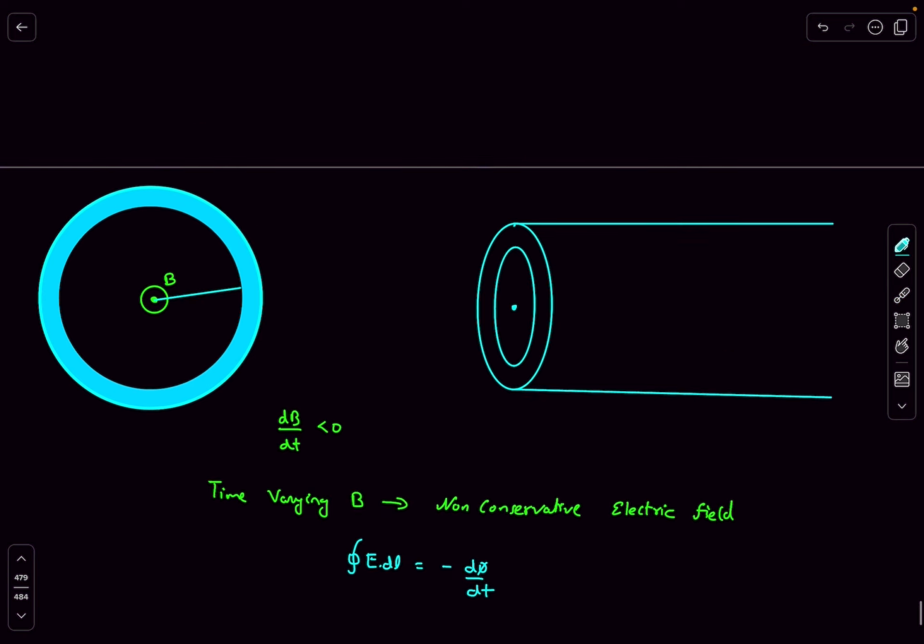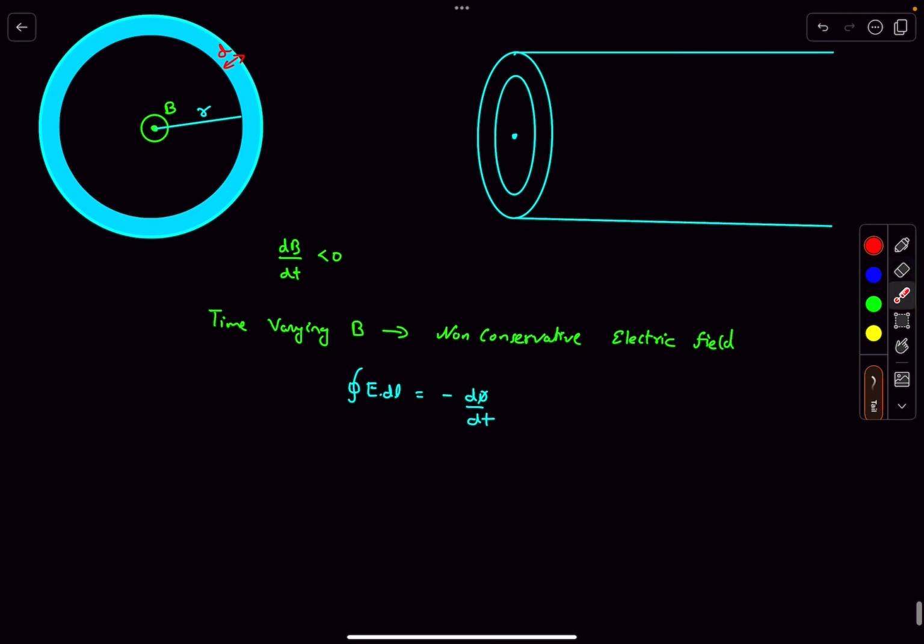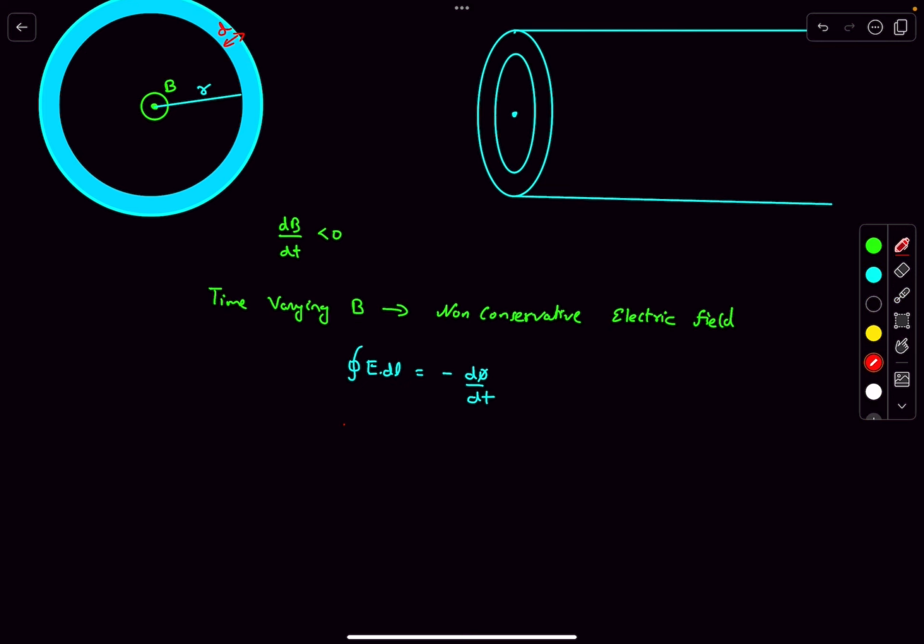So the radius is given to be small r and the thickness of the material is given to be small d. Now as we know that small d is much smaller in comparison to small r, we can find the electric field at small r and assume it remains almost constant for this whole region. So again we know that E at any r is symmetrical, so we can take it out of the loop integral, and this just becomes E times 2 pi r, and the right side becomes, since the area is constant, pi r squared times dB by dt. So from here we get the magnitude of the induced electric field as r by 2 dB by dt.